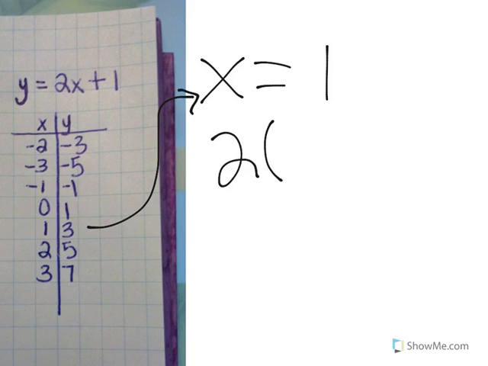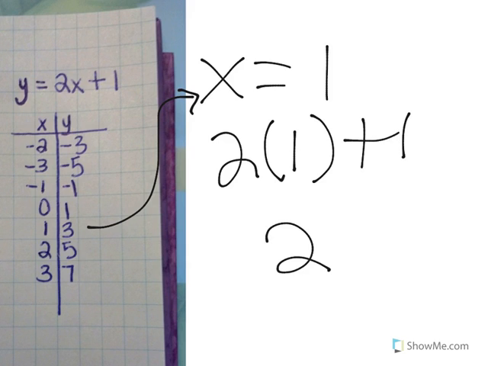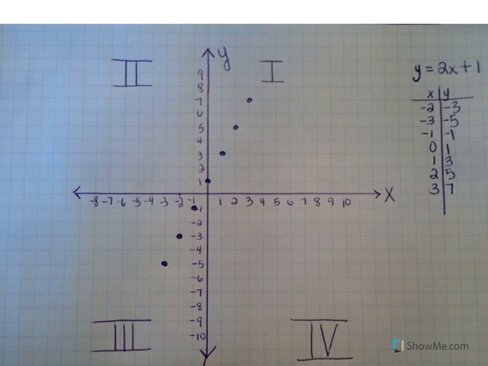Let's take a look at one of the other points. So let's say x is 1. We're looking at this point here. So when x is 1, we get 2 times 1 plus 1. 2 times 1 is 2, and 2 plus 1 gives me 3. That is how I got the point 1, 3.